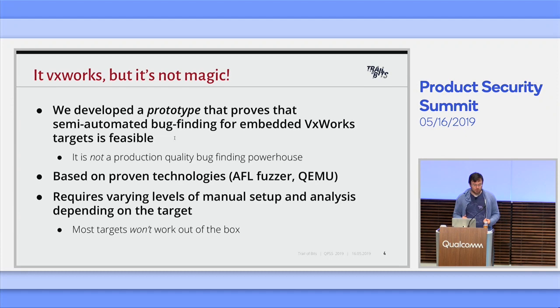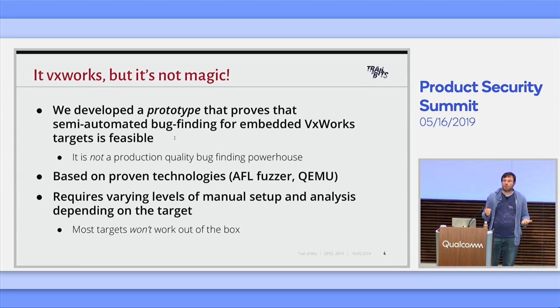So first, we wanted to properly set some expectations and clearly state what we accomplished and what we have not accomplished. So we have a prototype that successfully uses AFL and QEMU to find bugs in VxWorks targets for both x86 and PowerPC. This does not mean that you can point it at an arbitrary firmware image and that bugs will fall out, contrary to some people's expectations.